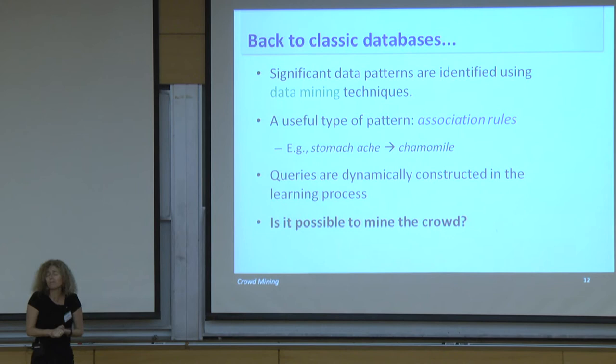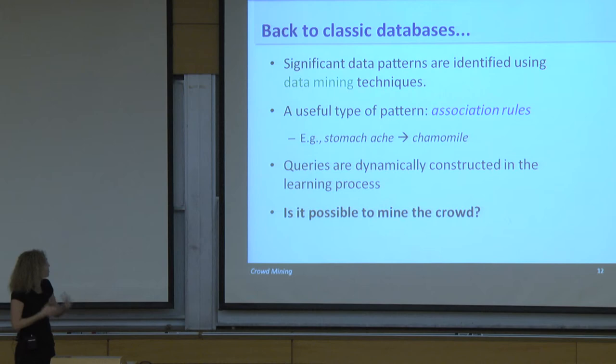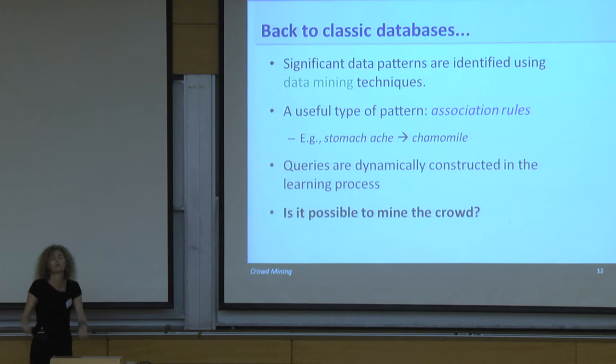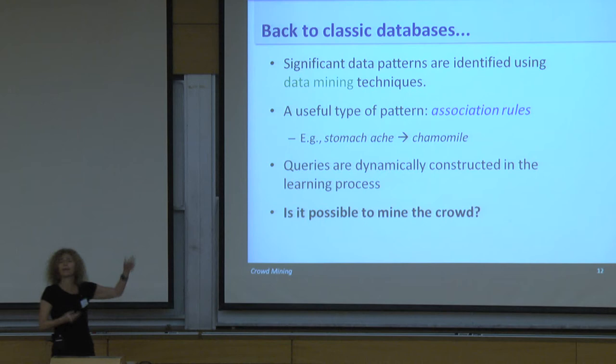So when we started with this problem, we said, okay, we don't need to reinvent the wheel. People have studied this problem a lot in databases. In real databases, there is a big area of research and application called data mining. You have a big database, you want to find what's interesting in it, and data mining tools help you do that. For instance, they help you find association rules, things that occur together. For instance, you could see in the database that people who have a stomach ache drink chamomile tea, if it's written in the database.